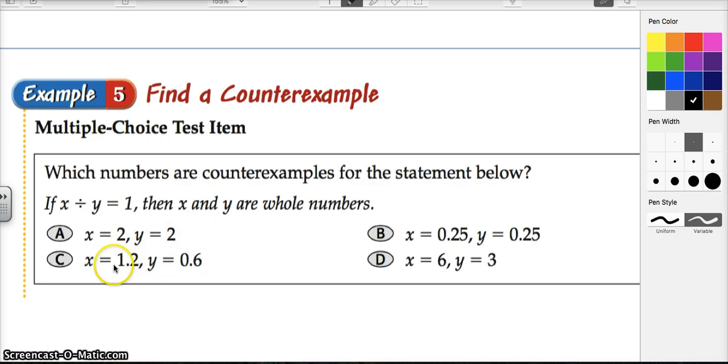Here, notice that with part C, the hypothesis won't be proven to be true because 1.2 divided by 0.6 does not give you 1. B, over here you get 0.25 divided into one another equals 1, and neither of those are whole numbers, and you see that this is going to be the answer. And this one doesn't work. 6 divided by 3 is 2 and not 1. So here's our counterexample.